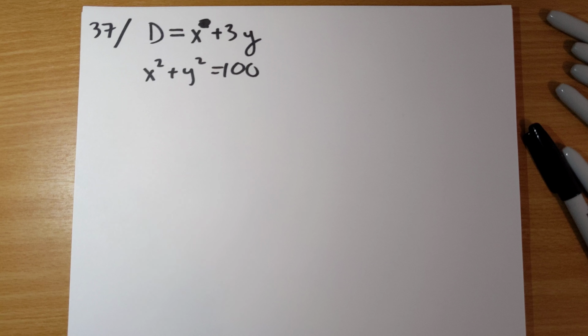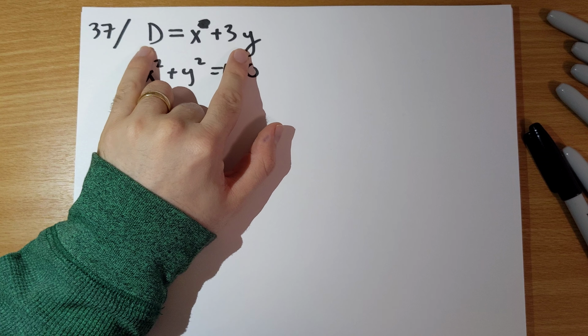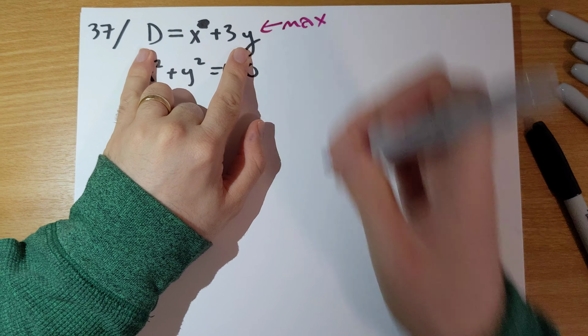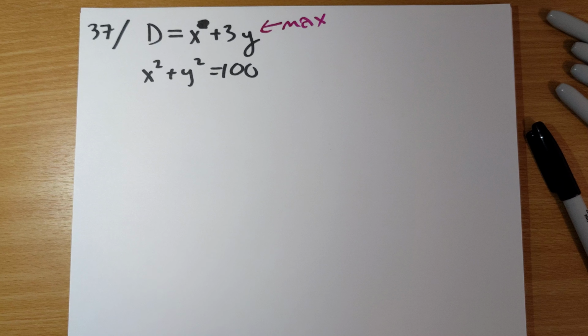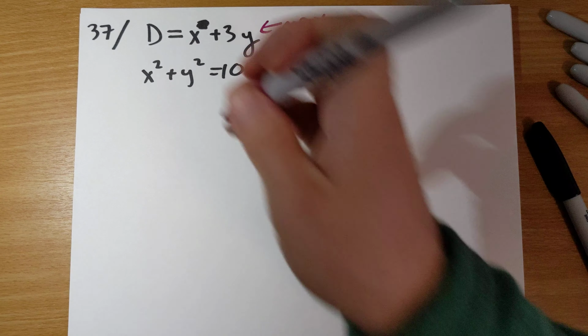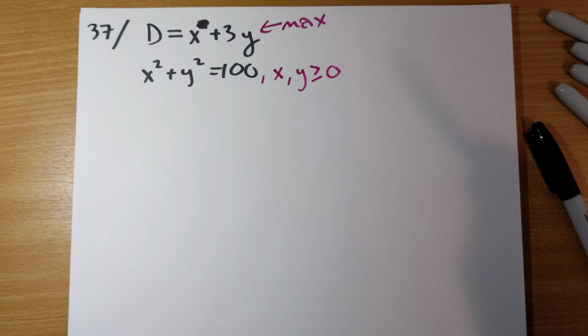Problem number 37. There's a lot of text here, but essentially what all of this boils down to is that we want to maximize d, which is equal to x plus 3y, where x squared plus y squared is equal to 100, and we also have the constraints that x and y both have to be non-negative.